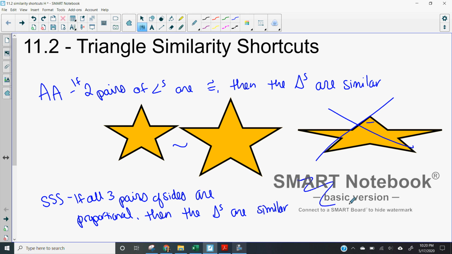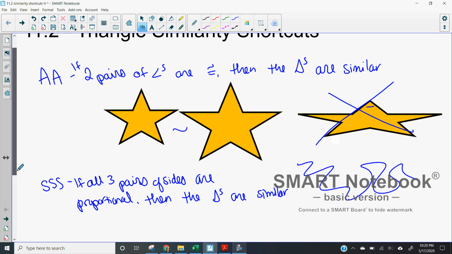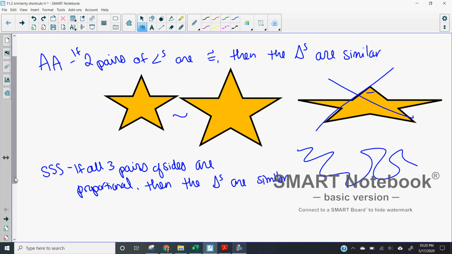Apologize for this giant watermark over here. Unfortunately, my free trial of Smart Notebook ran out, so that's going to be here till the end of the year. I don't know how to get rid of that, and I can't cover it up. Sorry about that.